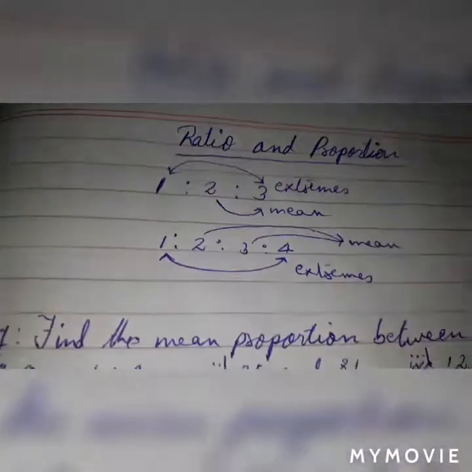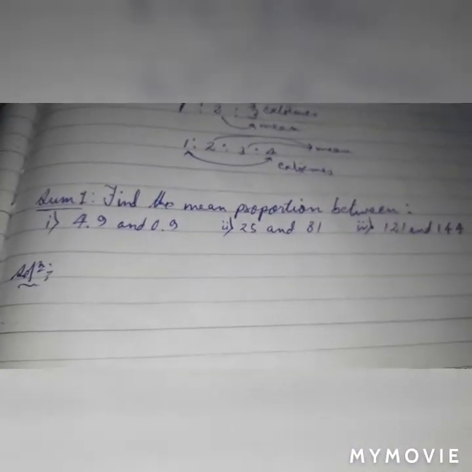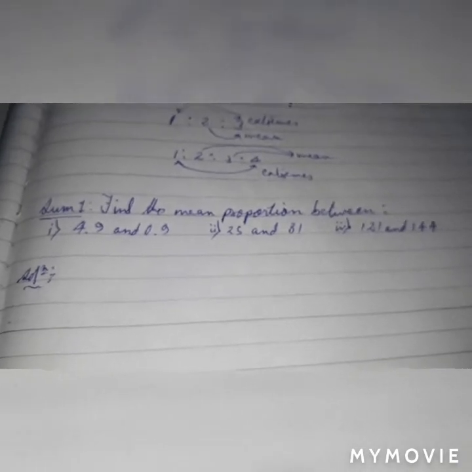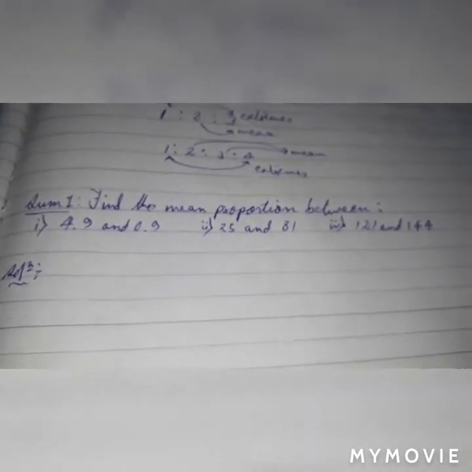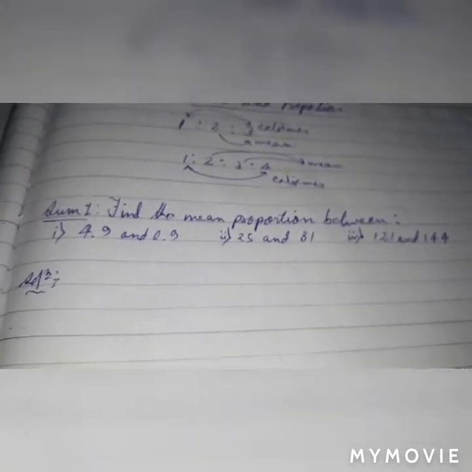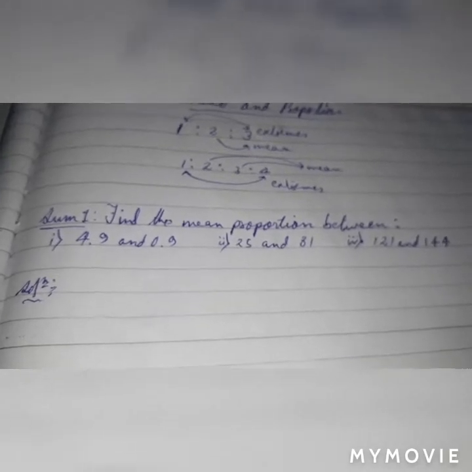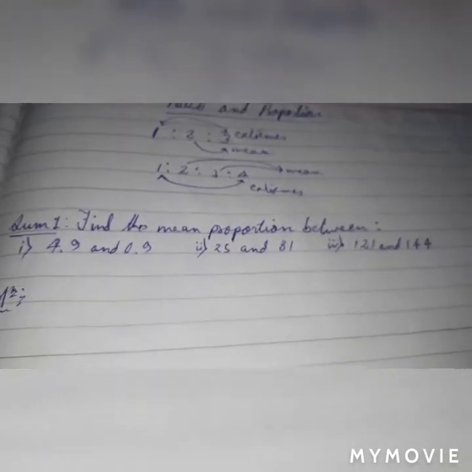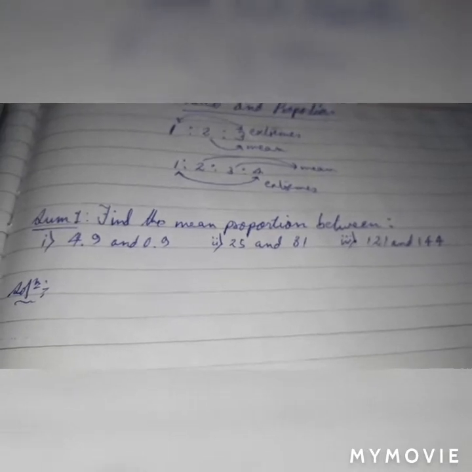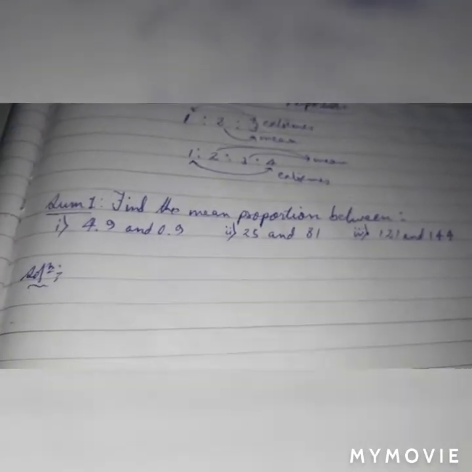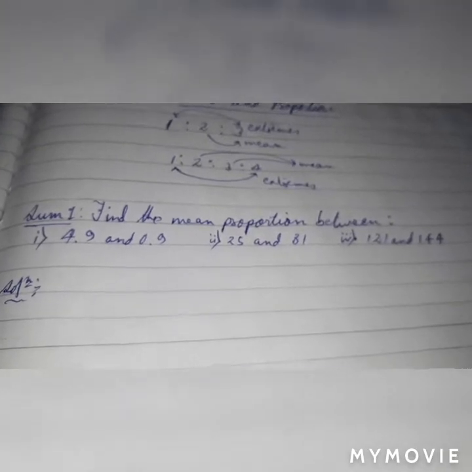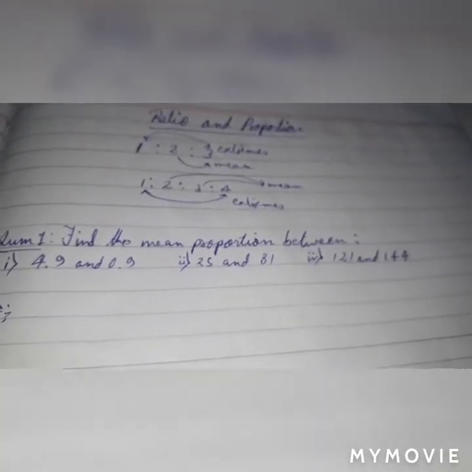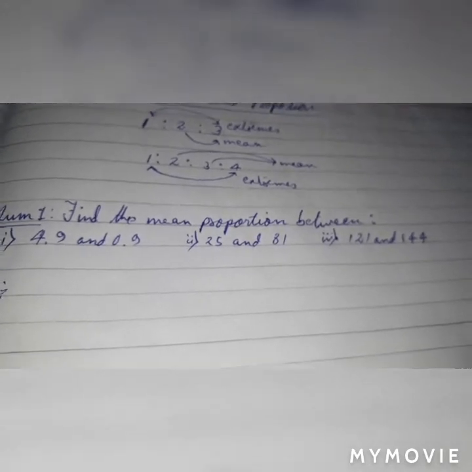You should understand. Okay, this is the first sum that we are going to solve today. It is sum 1, but in this sum you have to solve three. It is divided into 3 parts, 3 sums included in one question. Find the mean proportion between (i) 4.9 and 0.9. I hope you have now understood the meaning of the term mean, which is in the middle. These sums are based on an assumption, so you have to be very clear.